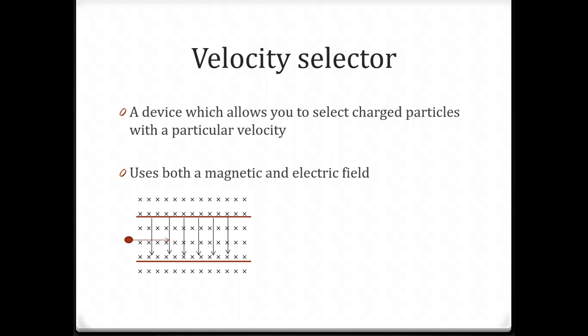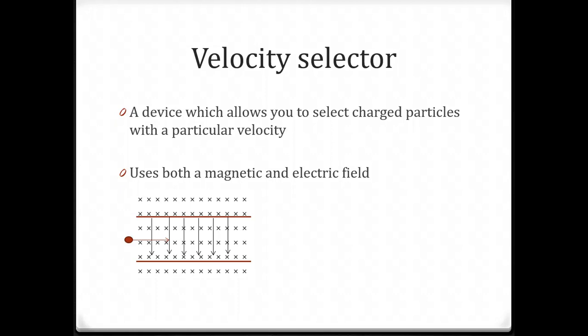So another device that we come across quite frequently when we start to look at magnetic fields is a device called a velocity selector. What a velocity selector really does is it allows us to select charged particles with a specific velocity. It uses both the magnetic and the electric field, and the forces on a charged particle from both fields, to choose the velocity of the particle. I say choose because particles that are moving too fast or too slow can't get through the velocity selector.